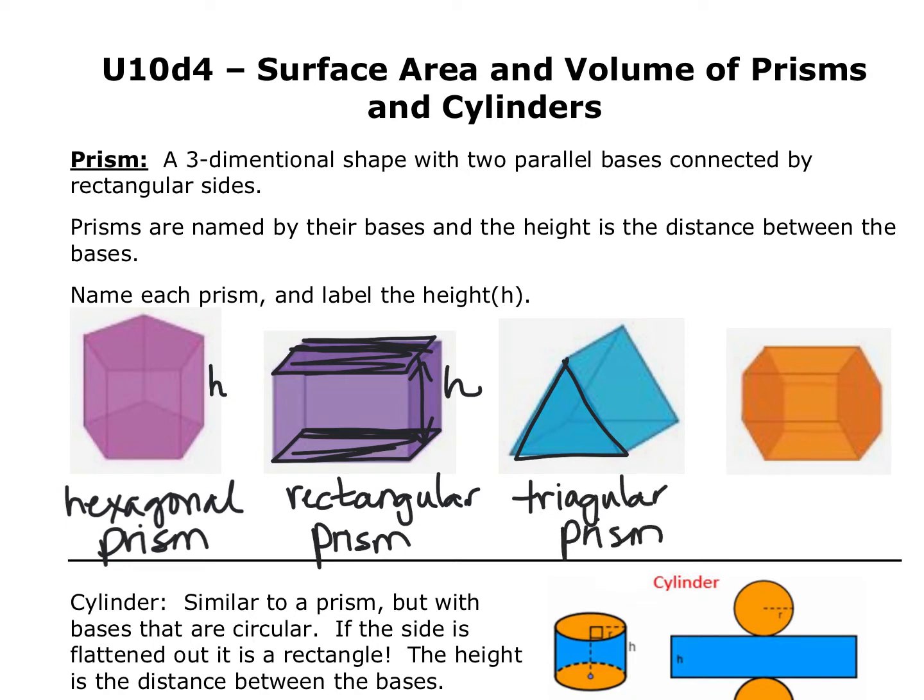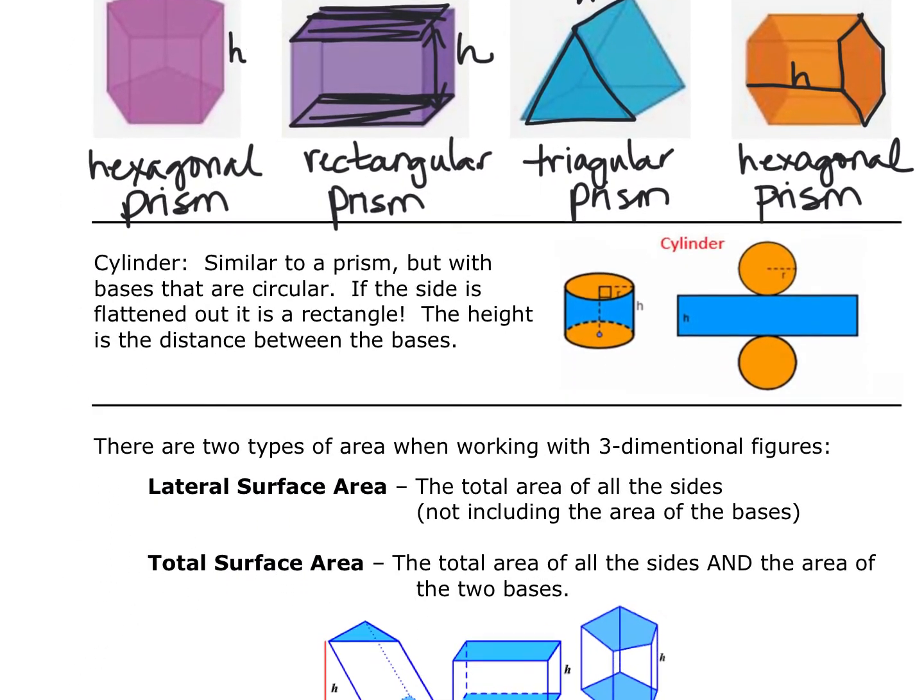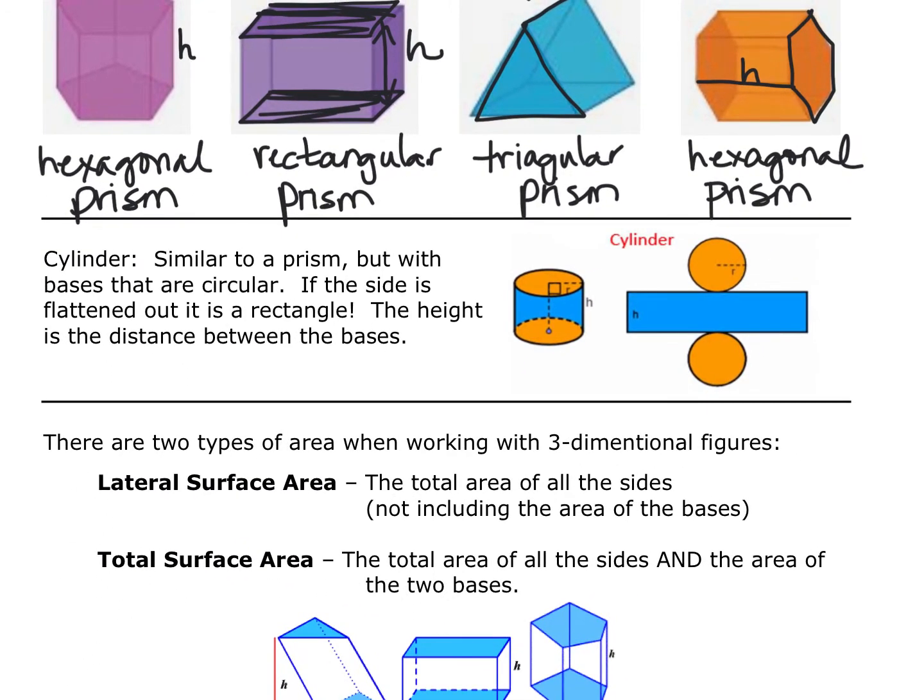Note that the height is the distance between our two triangles, so our height does not go up and down. Here I have two congruent parallel hexagons, and so this is a hexagonal prism. The height is the distance between the two bases. A cylinder is similar to a prism, only the bases are circular. If the side is flattened out, it becomes a rectangle, and this is what the net looks like.